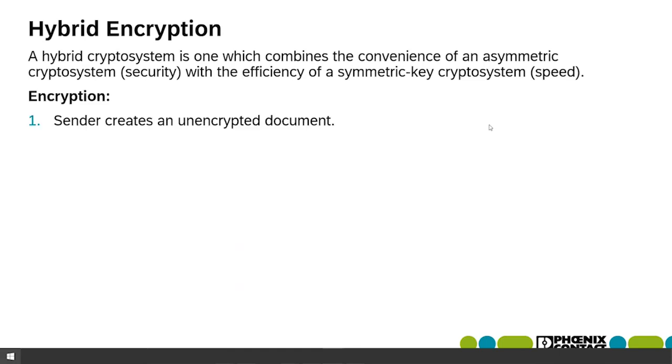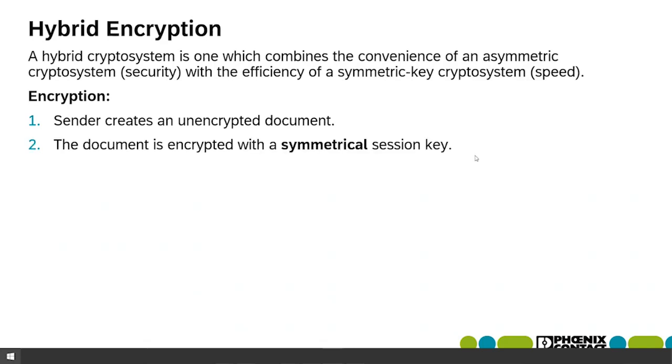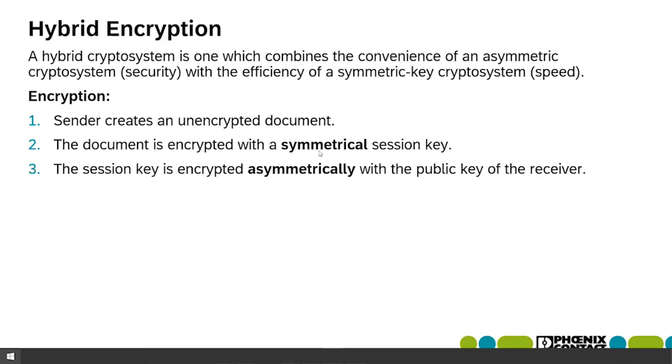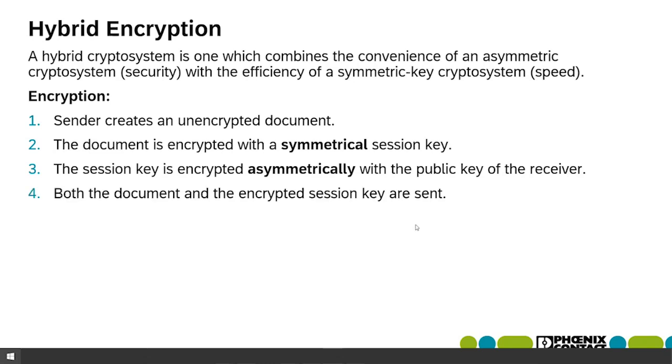So what does that mean? Encryption, first step: the sender creates an unencrypted document. This is the raw data that he wants to send. Then this document is encrypted with a symmetrical session key. And of course, we have to send this symmetrical key over the network to the communication partner. We cannot do that directly, so this is why we encrypt this session key asymmetrically with the public key of the receiver. And now both the document and the encrypted session key are sent over to the recipient.